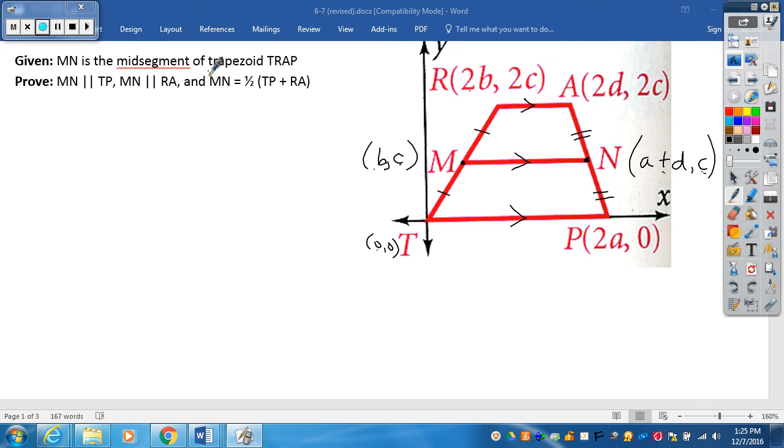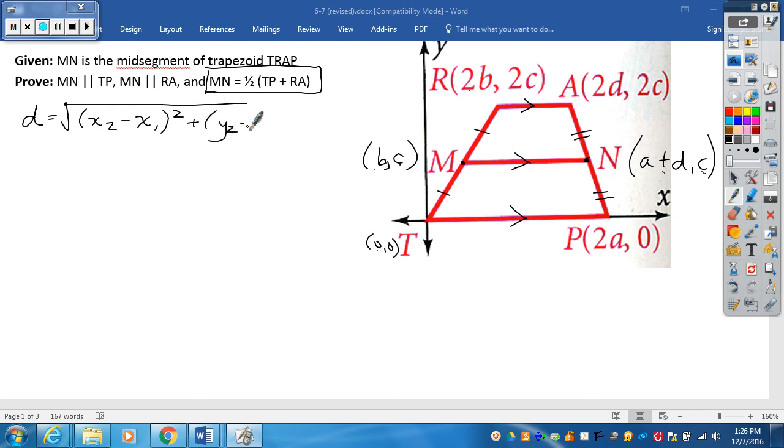To prove this formula right here, this equation, I need to know what the length of MN, the length of TP, and the length of RA are going to be. Now, in order to get those lengths, I'm going to use the distance formula. Okay? So here's your distance formula. And we're going to go ahead and plug in the values and simplify everything.